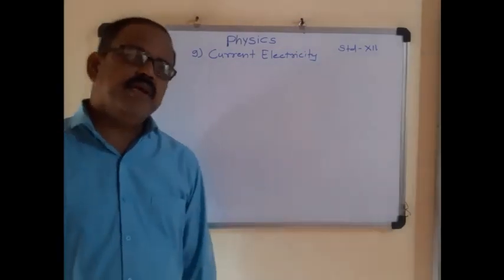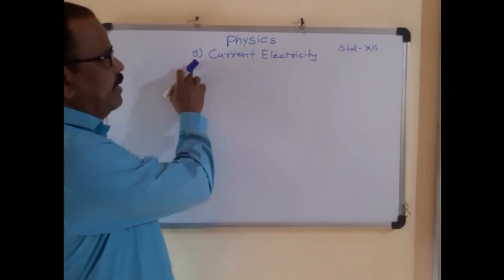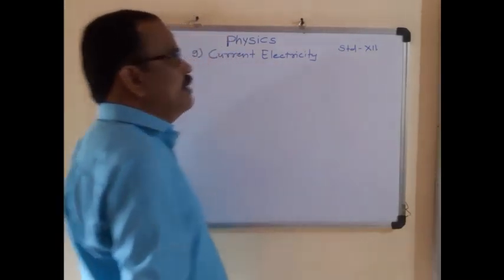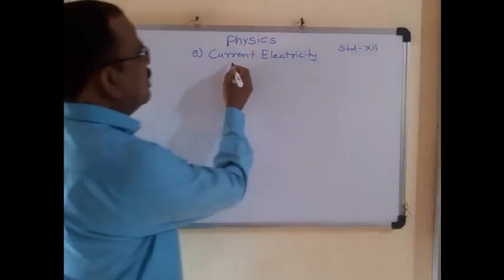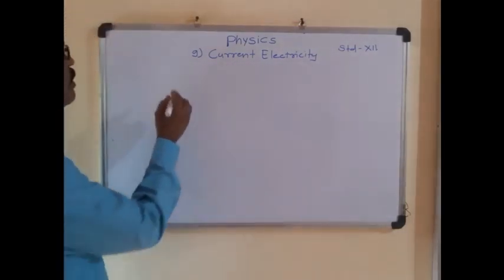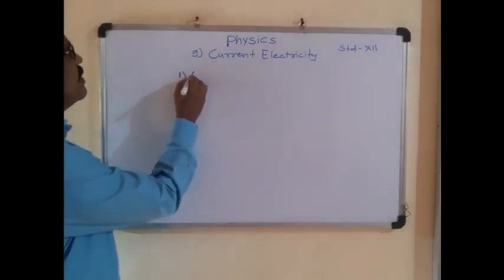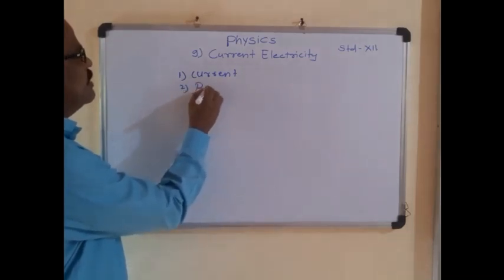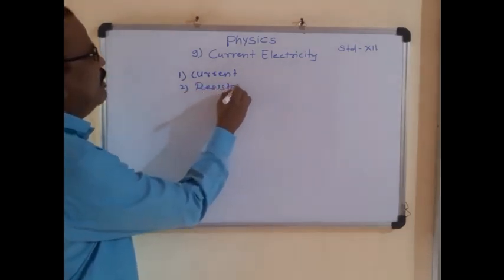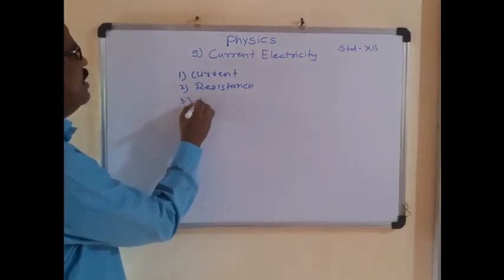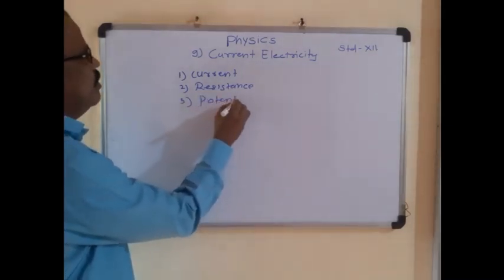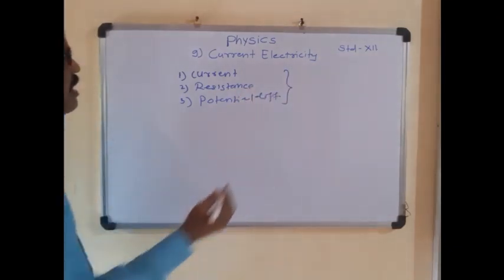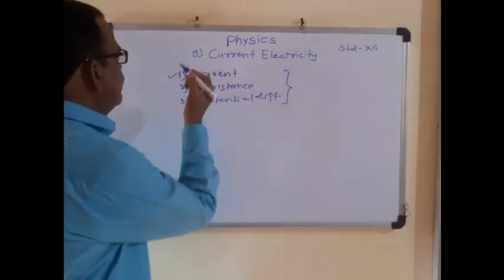Today we are going to learn topic number 9, current electricity for 12th standard. That is the basic idea about current electricity. We will explain the basic ideas: first current, second resistance, and third potential difference and their relation.